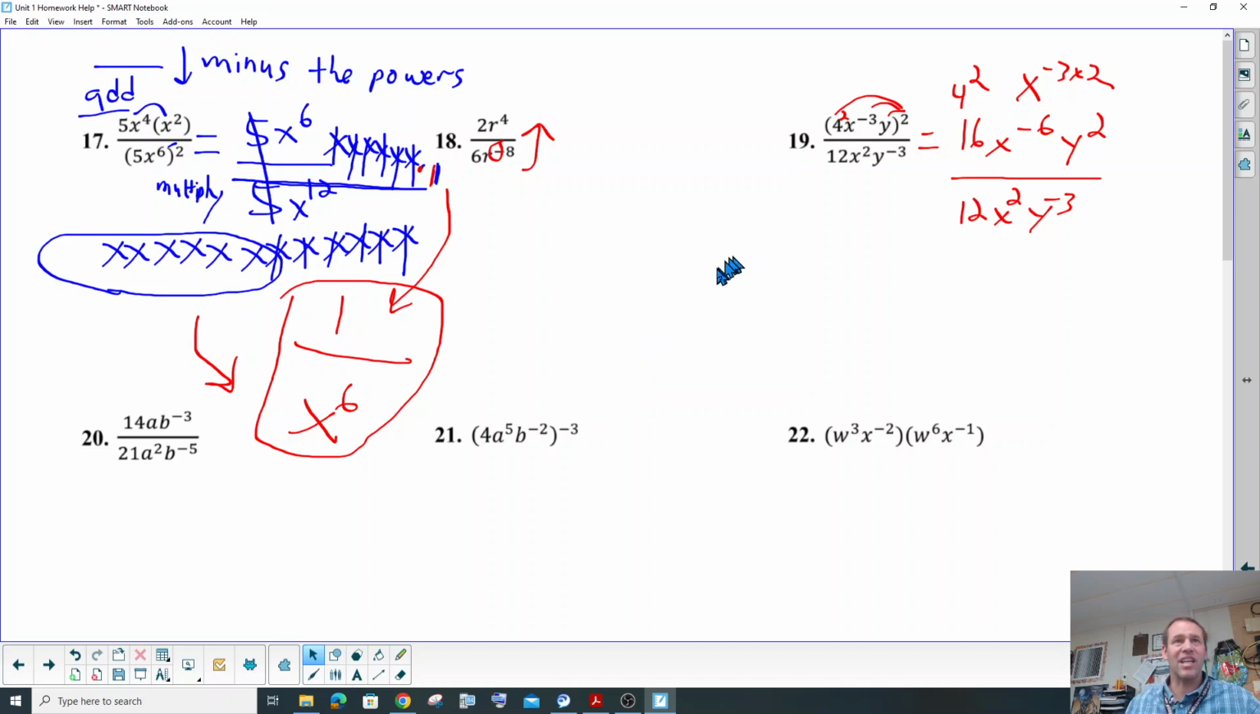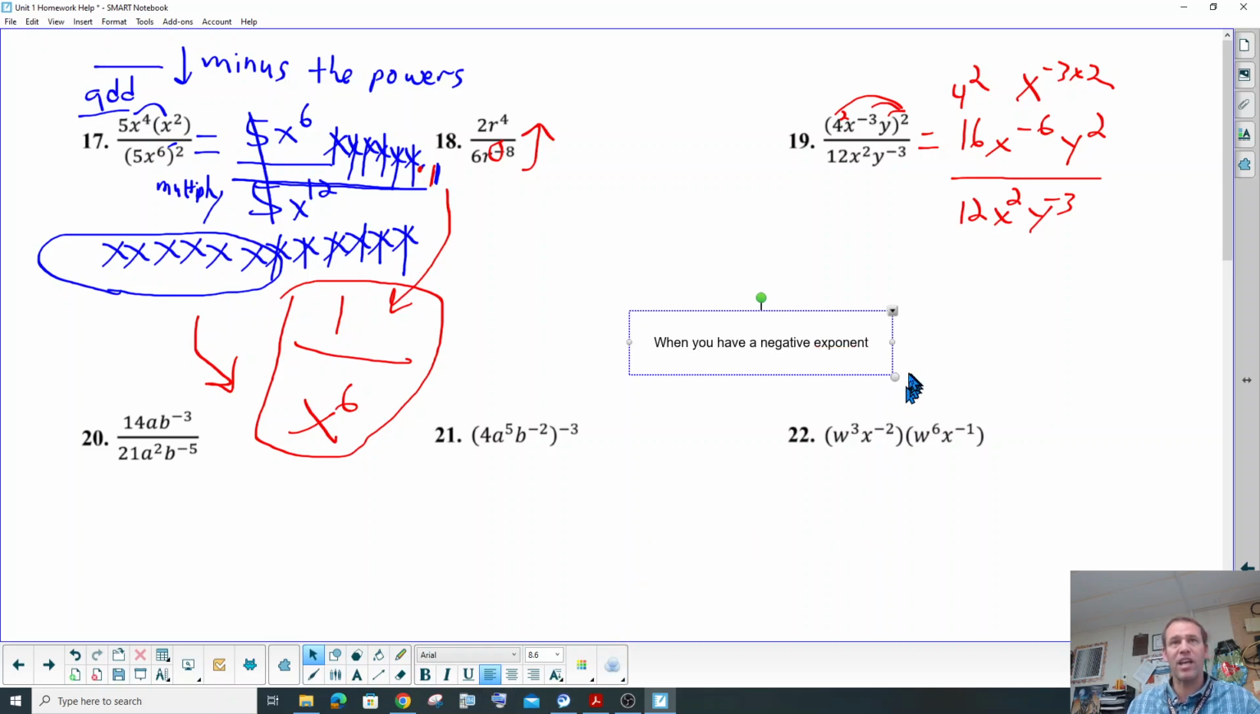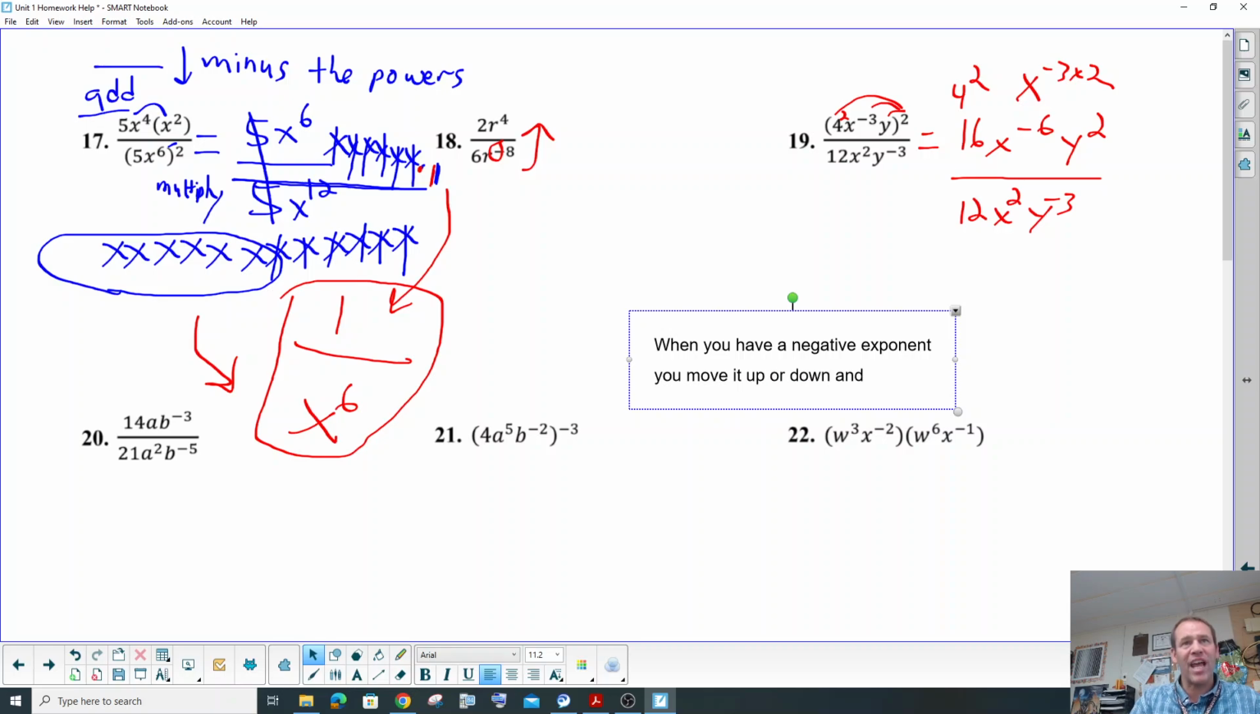So basically, here we go. We learned in class that when you have a negative exponent, right? When you have a negative exponent, what do you do? Do you remember? Pause me. Say it out loud, then push play, see if you got it right. When you have a negative exponent, you move it up or down and change to positive.